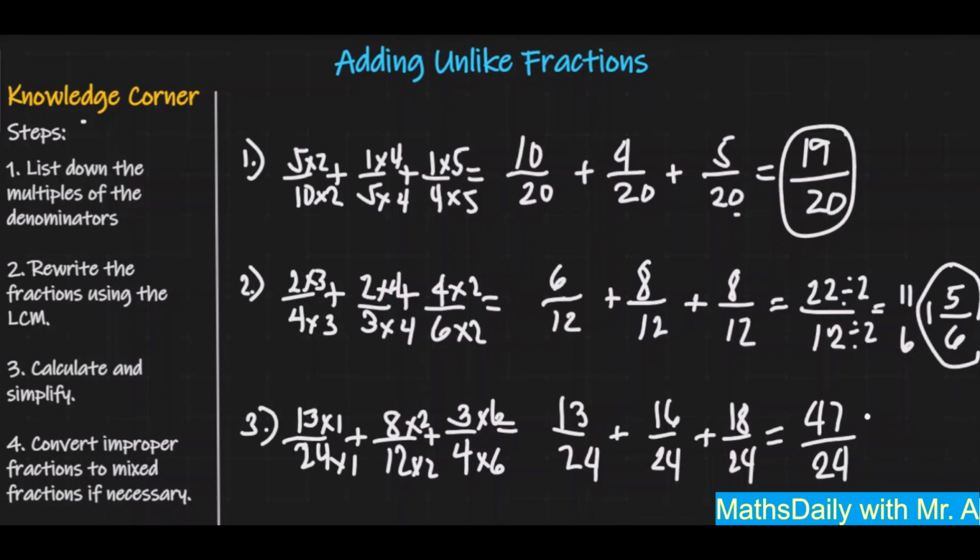Our answer is an improper fraction. So we can apply step 4 here. Convert improper fractions to mixed fractions. So this will give us 1 and 23 over 24. So this is our final answer.